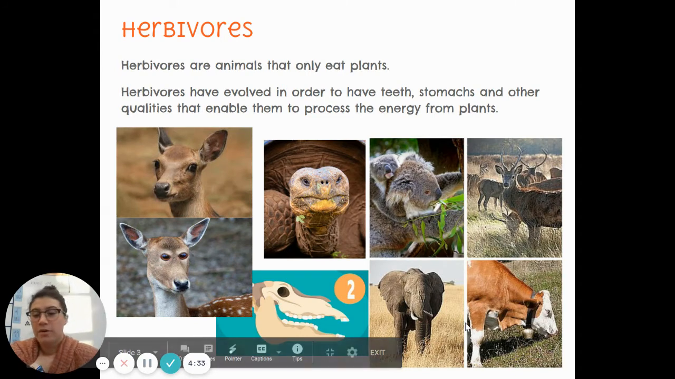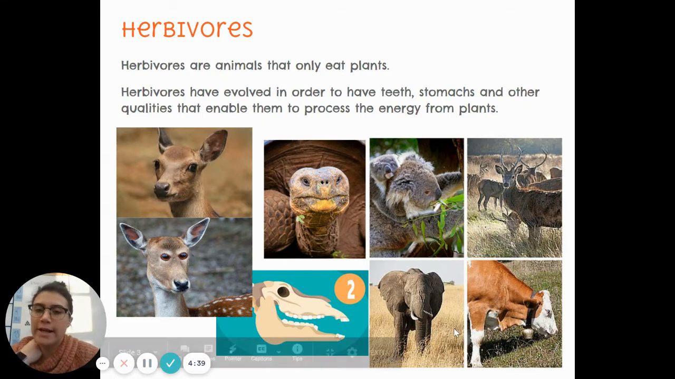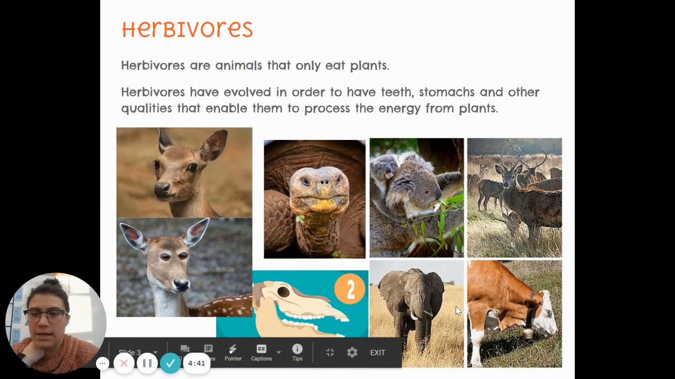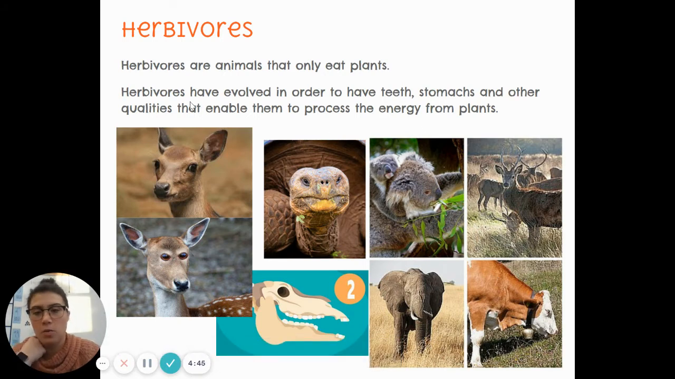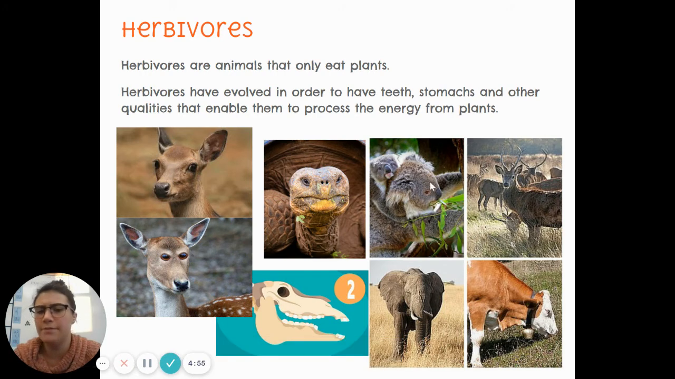So we've all learned about herbivores, carnivores, and omnivores, but just a quick little recap. Herbivores are animals that only eat plants. They have evolved to have teeth, stomachs, and other qualities that enable them to process the energy from plants. So we have our elephants, our cows, our deer, our koalas, who mainly eat eucalyptus leaves.